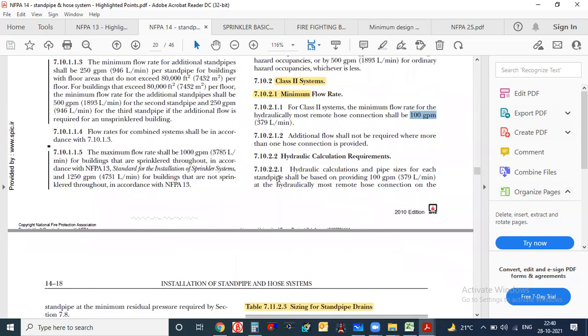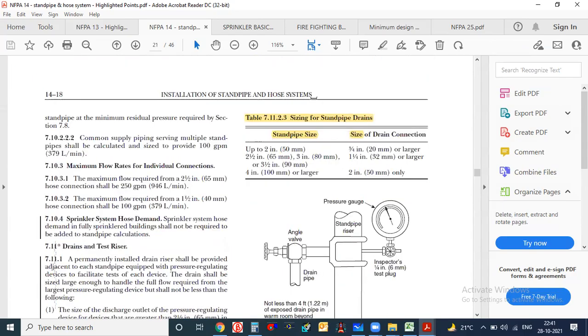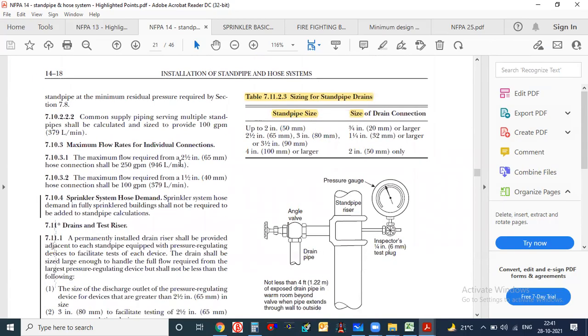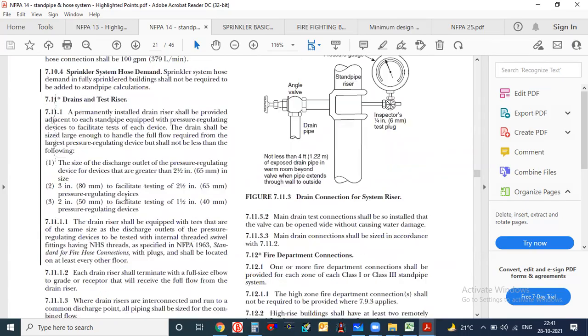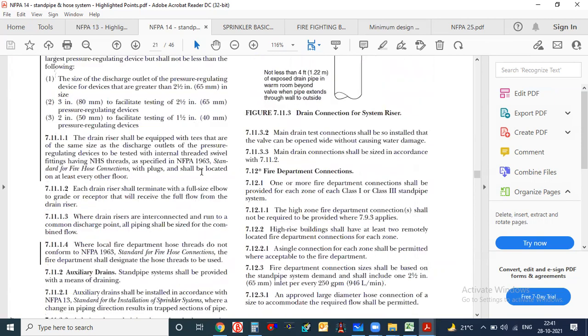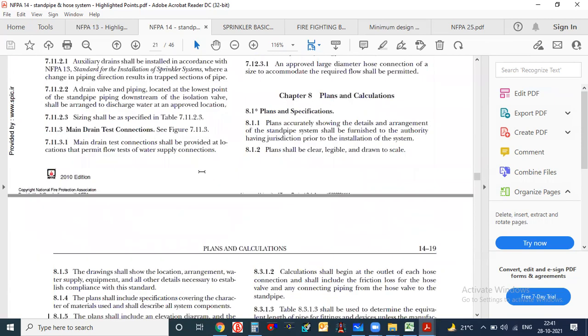Hydraulic calculation requirement. Hydraulic calculation for each standpipe shall be based on providing... Okay, leave this. See, here they have given the sizing for the drain pipe. And here they have given maximum flow required from a 2.5 inch shall be 250 GPM. The maximum flow required from a 1/2 inch hose connection shall be 100 GPM. Some points are given. Okay, leave these points. And so many things are given which is not required for us. We can just go through that.